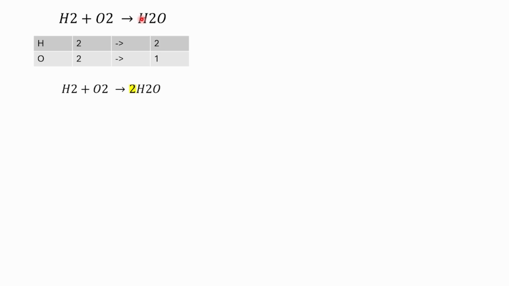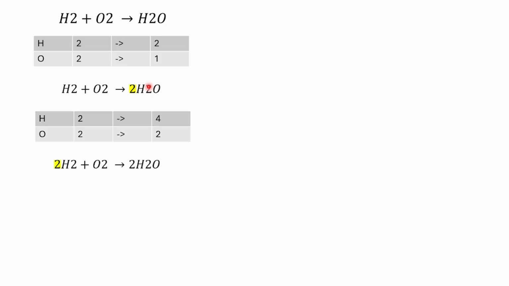But what this will do is multiply our hydrogen as well. So it's 2 times 2. So it gives us 4 hydrogen. Add that to the table. We have 2 hydrogen on the left, 4 hydrogen on the right. Everything else is balanced, so what we need to do is go back to the left side of the equation and multiply hydrogen gas by 2.